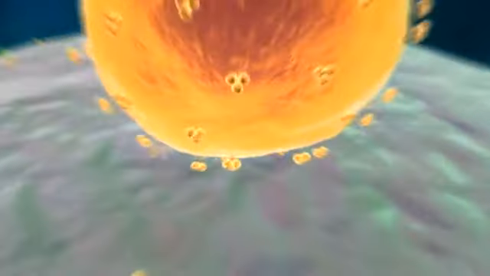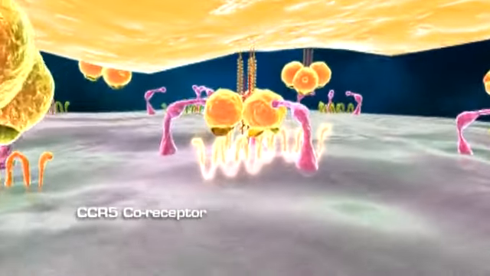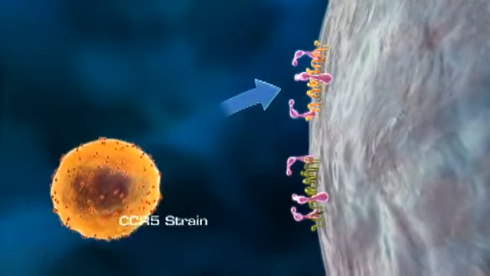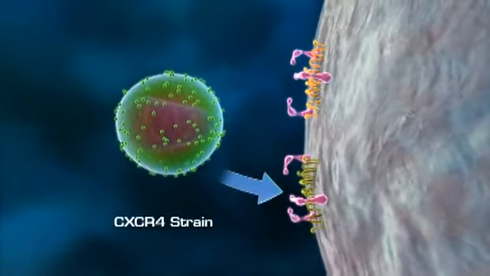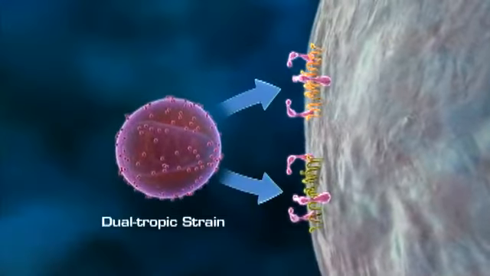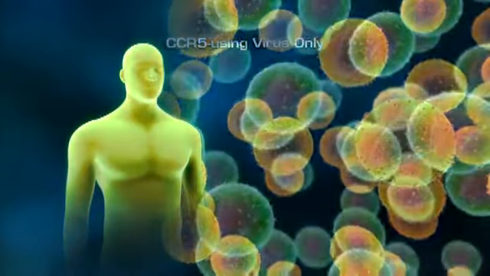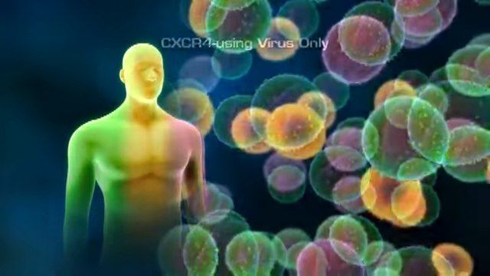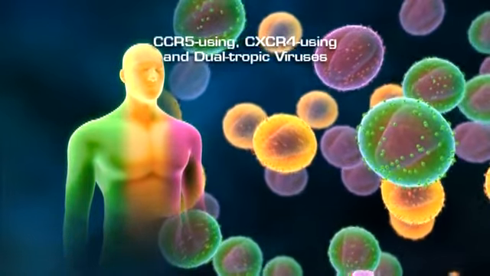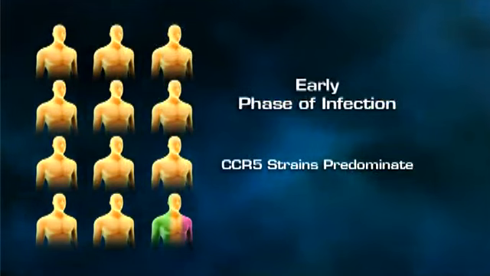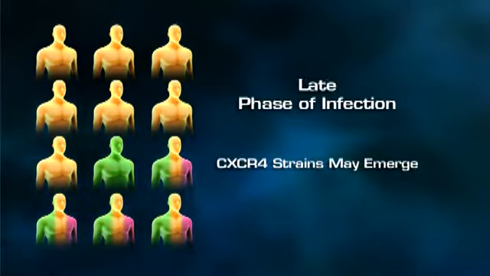Different HIV strains vary in their ability to use the major co-receptors to achieve entry into the host cell. Some HIV strains use only the CCR5 co-receptor, some only the CXCR4 co-receptor, while other viruses, known as dual-tropic, use both. An HIV-infected individual may have only the CCR5-using virus, only the CXCR4-using virus, or a mixture of CCR5-using, CXCR4-using, and dual-tropic viruses. In the early phase of infection, the CCR5-using virus predominates in most patients. In the late phase of infection, HIV strains capable of using CXCR4 often emerge.